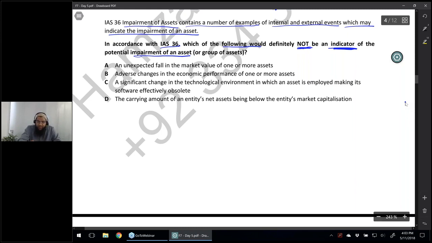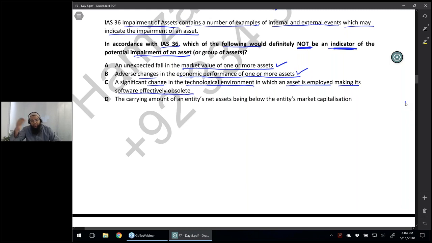An unexpected fall in the market value of one or more assets. So if the market value decreases, is this an indication? Yes, this is an indication. Adverse changes in economic performance of one or more assets. So if our asset is performing below the normal, is this an indication of impairment? Yes, this is an indication of impairment. A significant change in the technological environment in which the asset is employed, making its software effectively obsolete. So technological advancement making the software obsolete, is this an indication of impairment? Yes, this is also an indication of impairment.